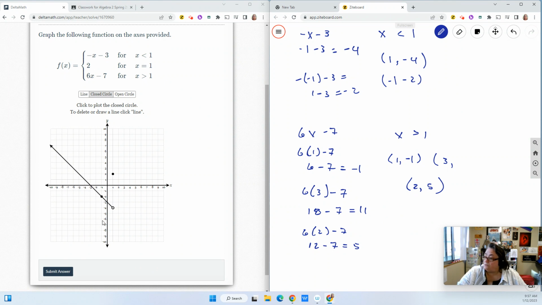So for this one now, we're going to do our 1. We're going to graph this point, and we're going to graph this point, right? Because I changed that one because it didn't fit in my graph. So we've got a point at 1, negative 1, and it's going to go to 2, 5. I'm going to click line again. And we're going to look at it. This is going to be an open dot. This one is just for all things greater than 1, so this other point's just going to be an arrow.